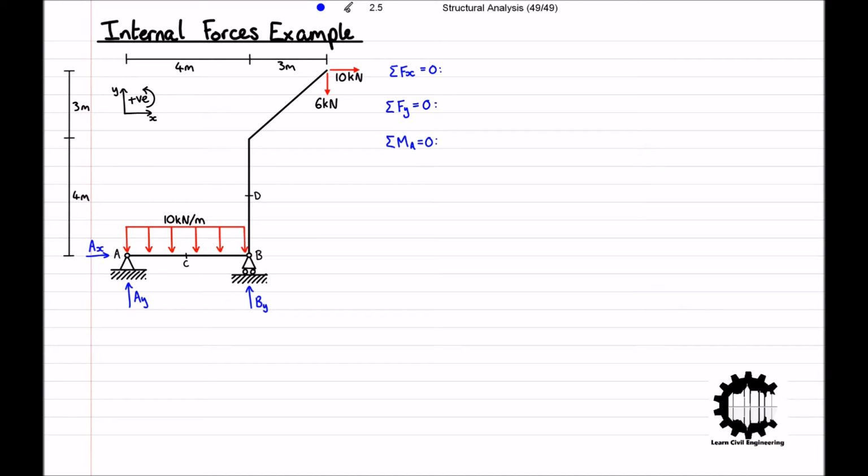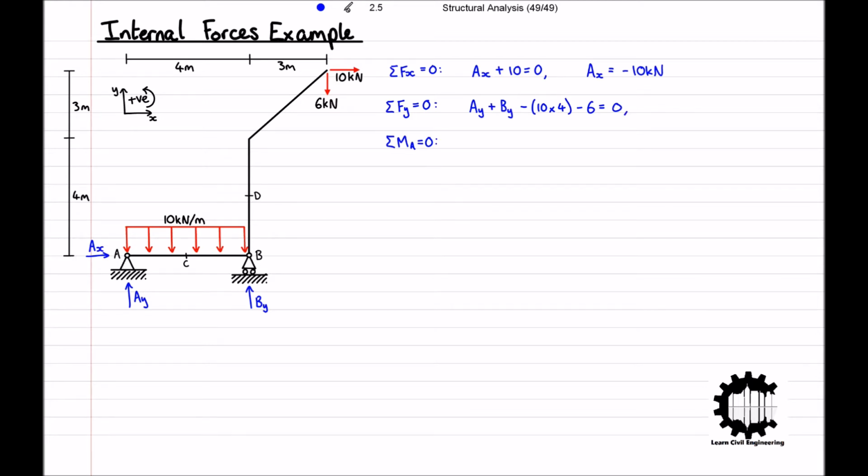Taking the x-coordinate direction to be positive, the sum of all horizontal forces is equal to Ax plus 10, which equals 0. As Ax is our only unknown for this equation, we can solve it now, and doing so, Ax is equal to negative 10 kilonewtons. Taking the y-coordinate direction to be positive, the sum of all vertical forces is equal to Ay plus By minus 10 times 4 minus 6, which equals 0. Now we have two unknowns, so we'll come back to this equation in a second.